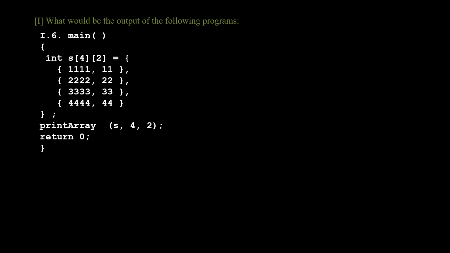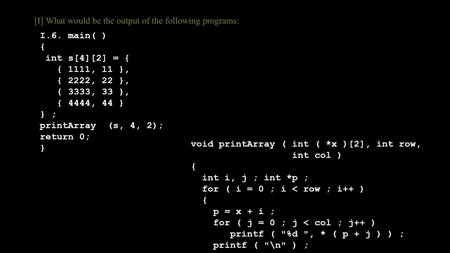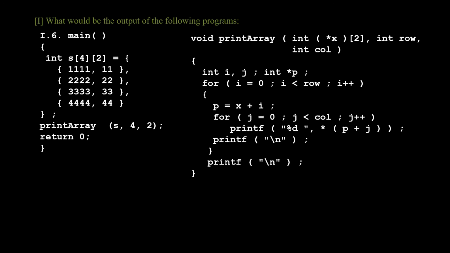Okay, let us see the next question. Here also they are passing print array s to this function print array, and notice how they are passing an array here. It is asterisk x and then 2 and row and column, and they're doing a for loop of row and assigning x plus I to p, and they're having a for loop for column, and they're printing star of p plus j. So take 10 seconds time.